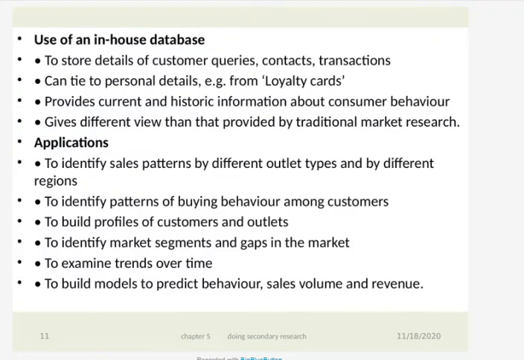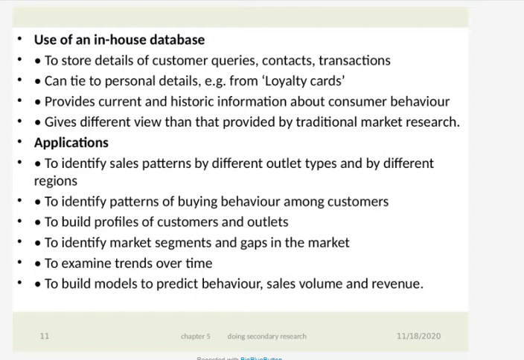Okay. We have different uses of in-house data, as you can see, to store details, customer queries, contacts, transactions. When you call, or go to Exite or Best Youssef or any place with your phone number, they can retrieve your previous purchases, your contacts, what you bought and what warranty and insurance it has. It contains all things about your purchases before. It can tie your personal details from the loyalty card: how many points you have, when you last purchased, how much, and from where.